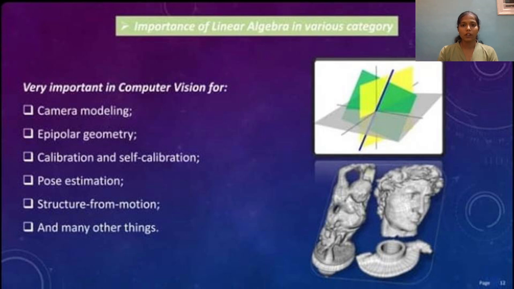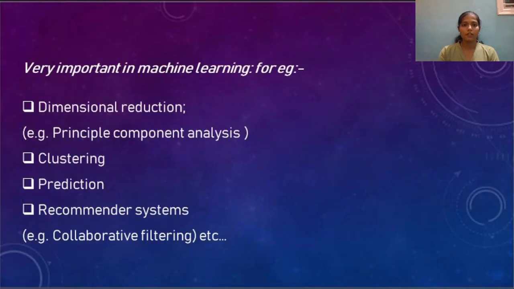Importance of linear algebra in various categories. It is very important in computer vision, like camera modeling, epipolar geometry, calibration and self-calibration, pose estimation, structure from motion, and many other things. It is also very important in machine learning, like dimension reduction, for example principal component analysis, and clustering, prediction, and recommender systems, for example collaborative filtering.